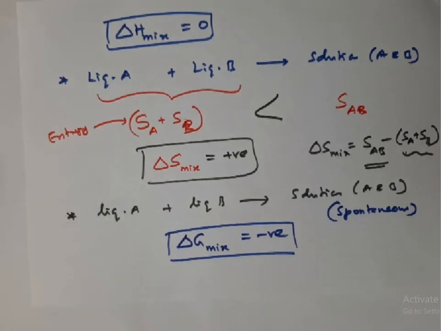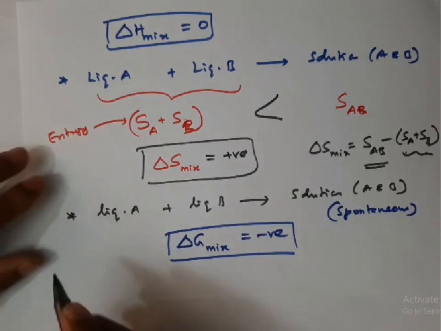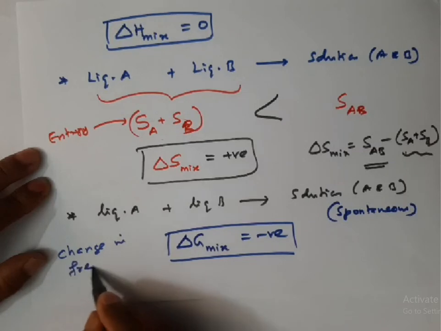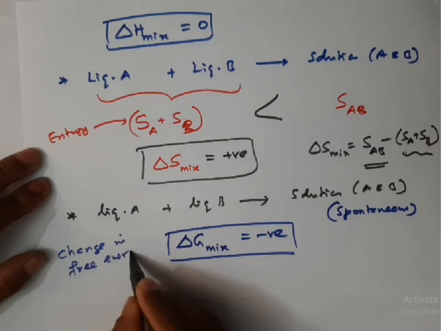Sir, what is delta G? Delta G is change in free energy. Okay, sir. Change in free energy.